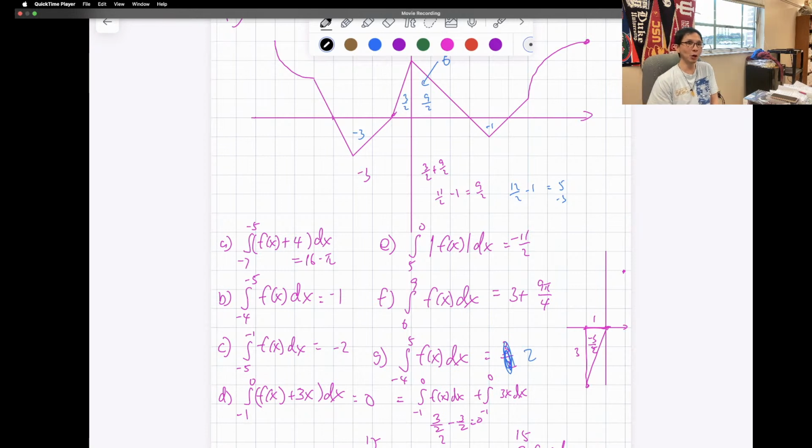All right, so I got A, 16 minus pi. You got 16 minus pi? B, I got -1. C, I got -2. D, I got 0. E, I got -11/2. F, I got 3 plus 9 pi over 4. G, I got 2. And any questions from these? D is 0.